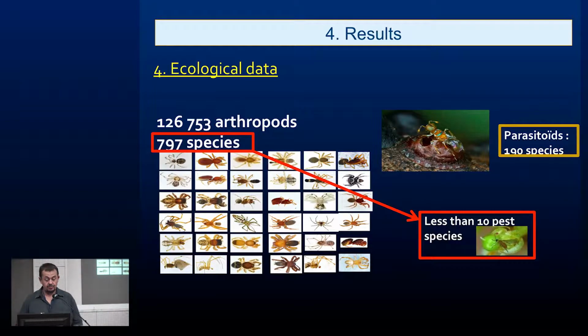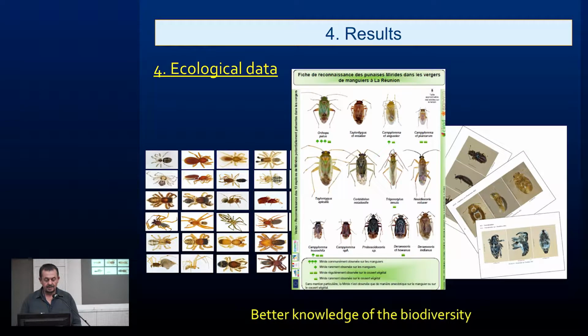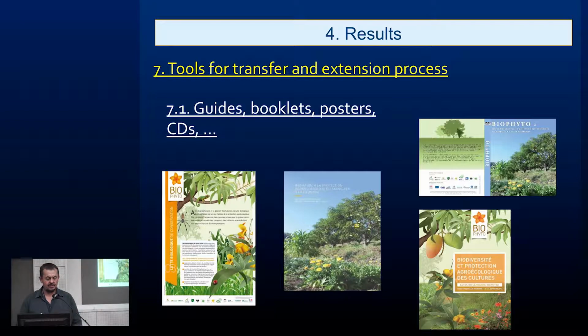On the contrary, you have a lot of species of parasitoids. We identified 190 species of parasitoids. So you have a balance which is re-established between pests and beneficials. We have now a better knowledge of the biodiversity, for example, for spiders, for bugs, for coleoptera. We have also tools such as guides, booklets, posters, CDs, and so on.